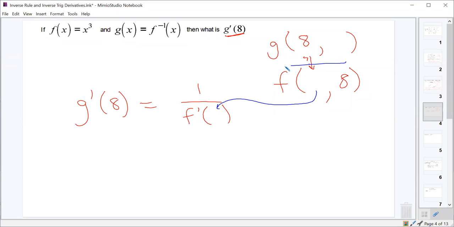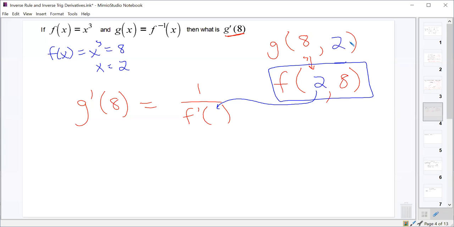Well, if F has a Y value of 8, that means that F of X, which is X cubed, needs to equal 8. And if we just solve that equation, it should tell us that that's true when X is 2. And that tells us that the Y value of G there is also 2. Does that make sense how we found that? Any questions on that? Everybody okay with that?